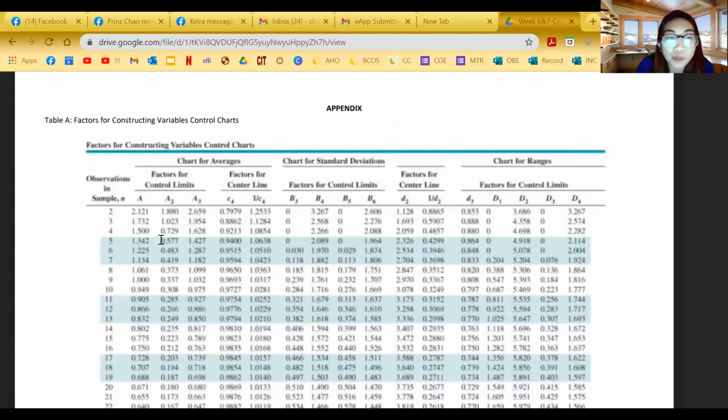Pila ang value ni A2? 0.577. Correct. Dayon, your D4. Diri ang D4, no? D4. Nasa last. 5. 2.114. The D3 is 0. Okay? Nasabtan ra nga anong mauna ang mga values? That is because of the observations. Alright? So, sa yun nagid kayo na ang XNR and XNS, guys.